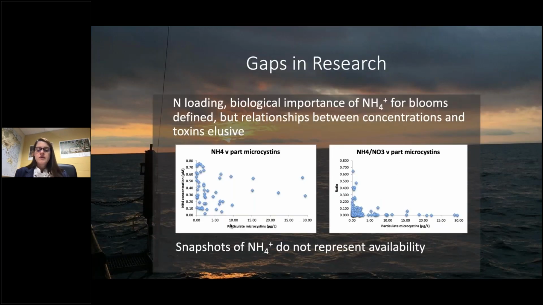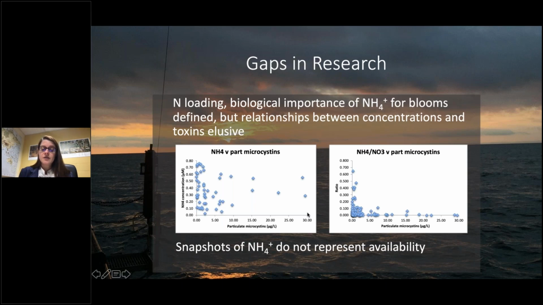And so why then, when we try to look for relationships between nitrate and biomass, ammonium, and particulate microcystin, or the ratio of ammonium to nitrate to particulate microcystin, we don't really see a good relationship. In fact, what we end up seeing a lot of times is this more hockey stick thing over here that seems like there's some threshold above which you end up seeing higher levels of microcystins, or below which you end up seeing higher ratios of ammonium to nitrate.